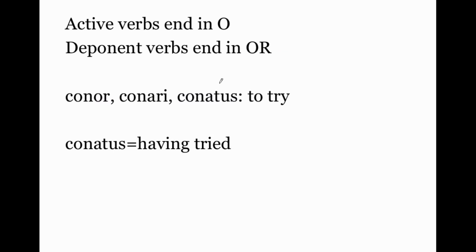Not having been tried. This is the distinction. Having been is passive. Having been is what you're going to see if the verb ends with an O. Having done something is an active past participle. That is what you'll have if the verb is deponent. And how do you know it's deponent? If it ends with an OR in that initial dictionary form.